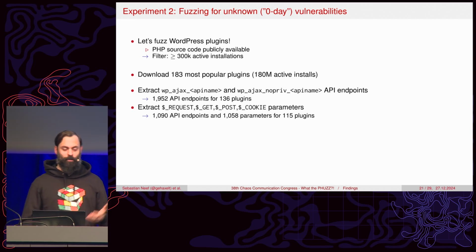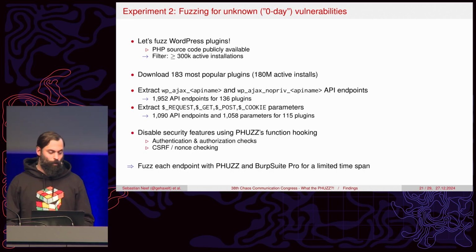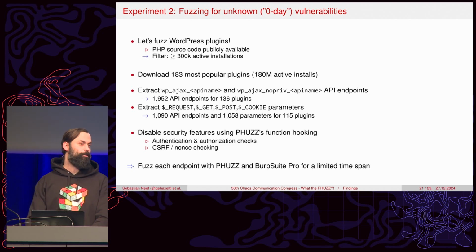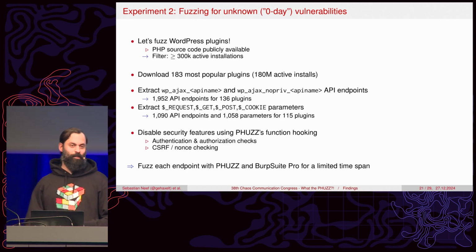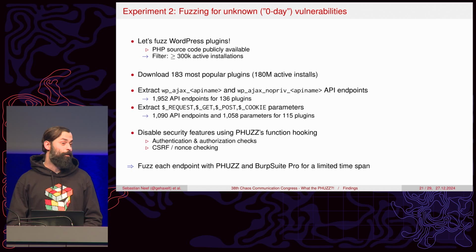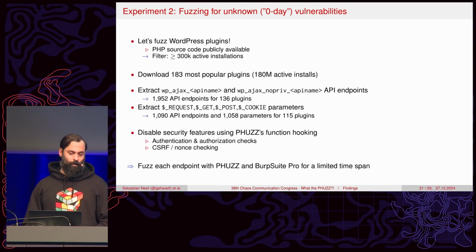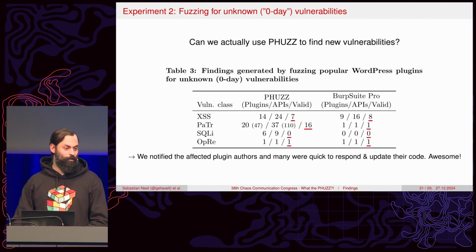But in order to actually fuzz authenticated and unauthenticated plugins, we had to disable some security features using the function hooking approach that we just explained. So we disabled authentication, authorization checks, and some security checks, and then we fuzzed these API endpoints with Fuzz and Burp Suite Pro. All right. So can we actually find vulnerabilities with Fuzz?